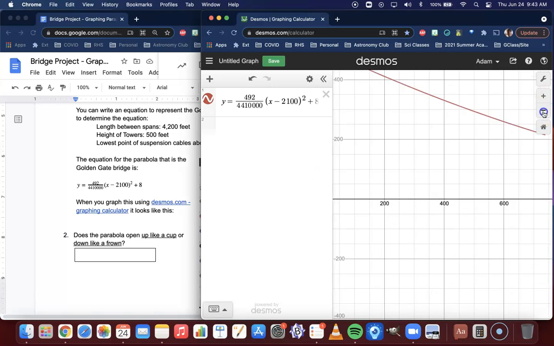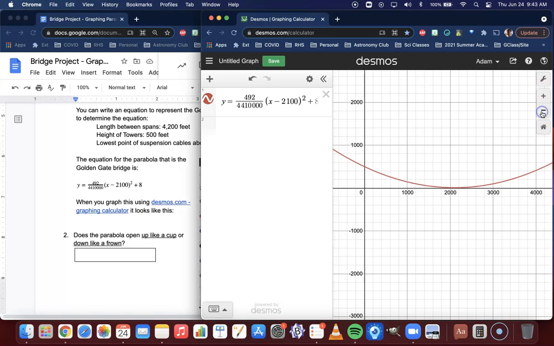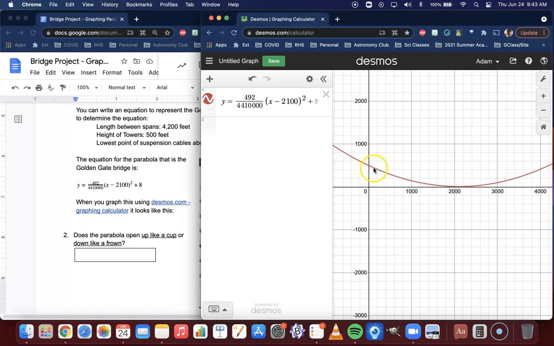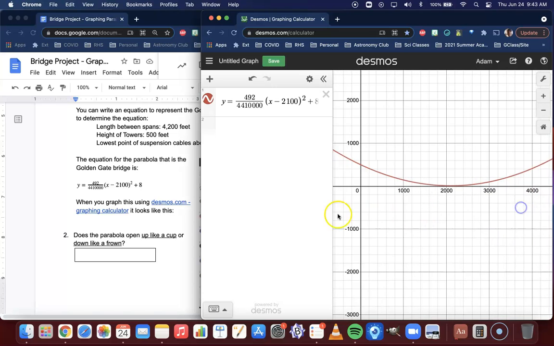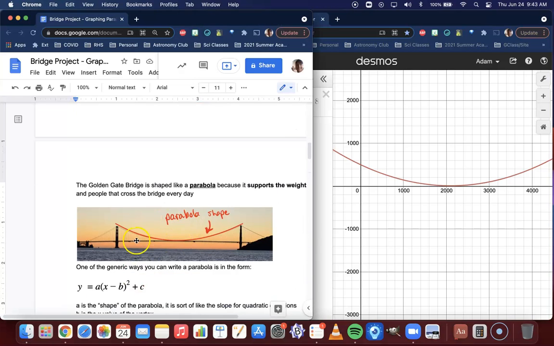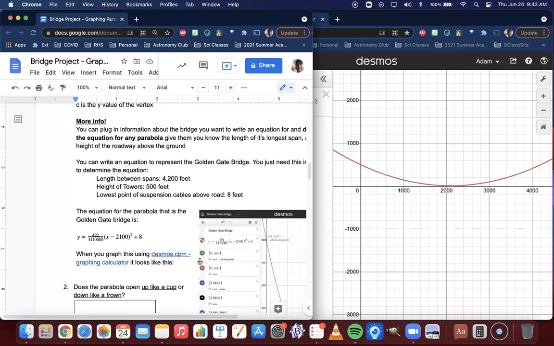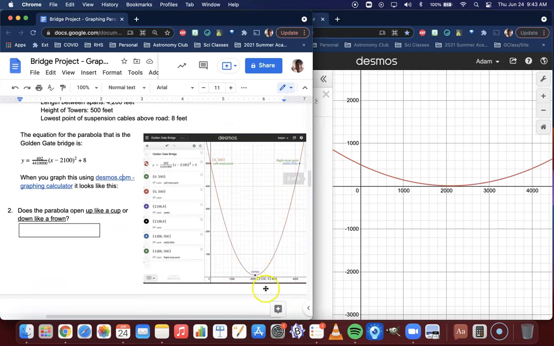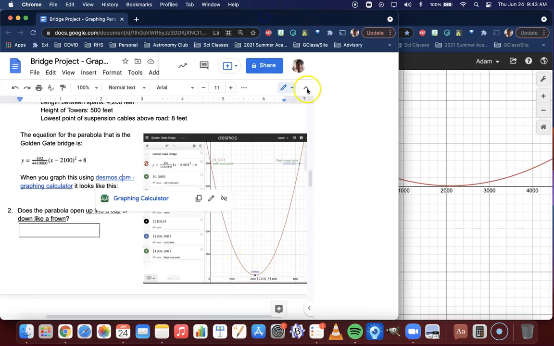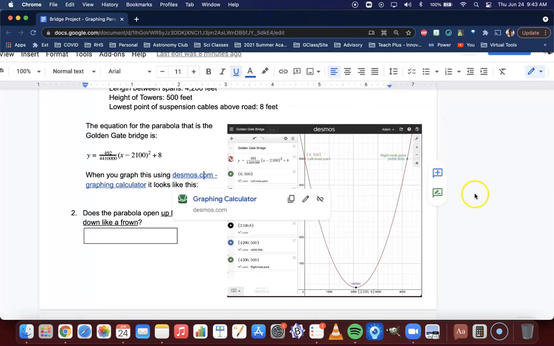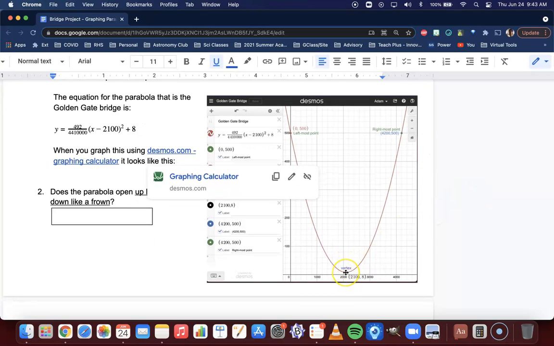If you zoom way out, you can see the Golden Gate Bridge. It has that very familiar looking shape to the Golden Gate Bridge, just like we saw here. The only difference is on this one, I've put some points on there to highlight a couple of things. For example, now I'm just going to look at what's on this document. We've got what's called the vertex. That's either going to be the lowest point for bridges that open like this, or it's going to be the highest point for future bridges, which we'll look at. You've got the leftmost point and the rightmost point.